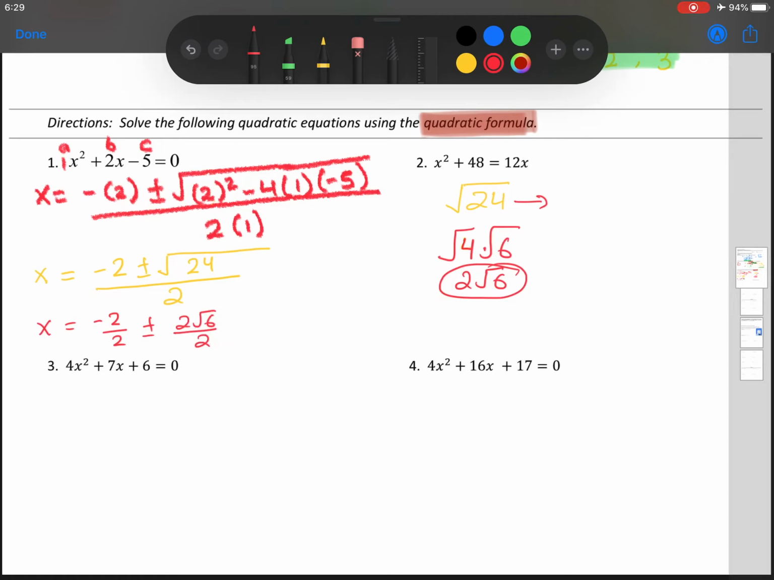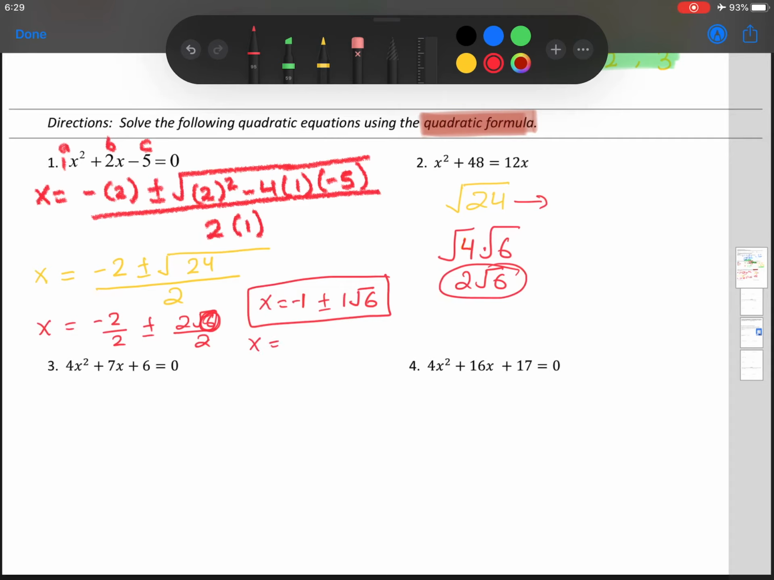Simplify that. The negative 2 divided by 2 is negative 1, and the 2's cancel out. Remember, you cannot cancel with the radical. The radical part, you cannot cancel the 6 with 2. Okay, you cannot do that. You can only divide the integers in front of it. So 2 divided by 2 is just 1. So it's 1 radical 6. So that is your final answer.